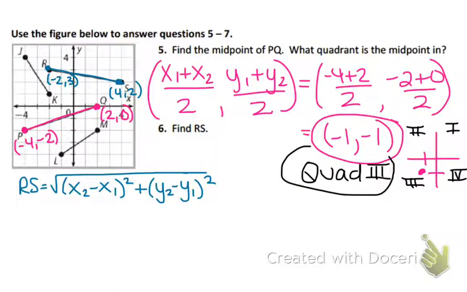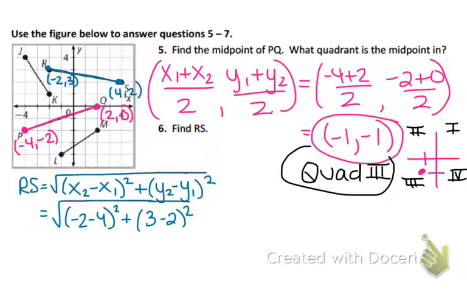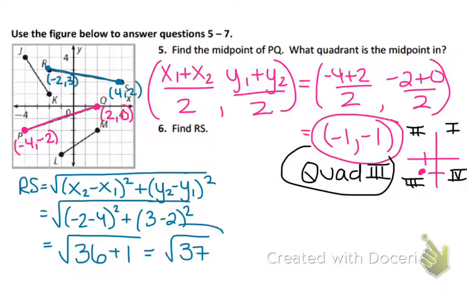So now I need to find the distance. I'm going to plug those values into the distance formula. So (-2 minus 4) squared plus (3 minus 2) squared. So -2 minus 4 is -6, and -6 squared is 36. 3 minus 2 is 1, and 1 squared is 1. So the length of RS is the square root of 37.